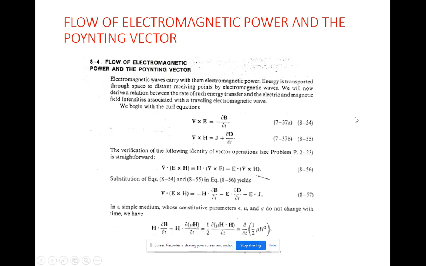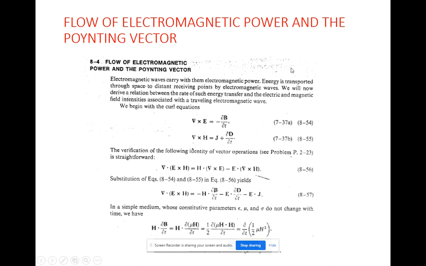Next topic, flow of electromagnetic power and the Poynting vector. This is the topic we are going to see today. Electromagnetic waves carry electromagnetic power with them, so the energy is transported through free space to the receiver side by electromagnetic waves. Through the free space, you transmit the electromagnetic wave, which will carry a certain power.